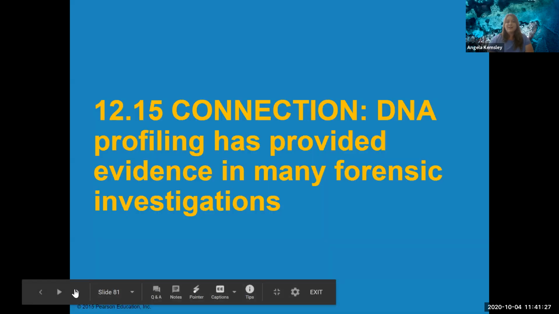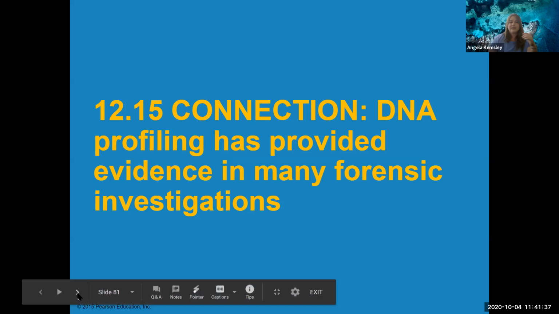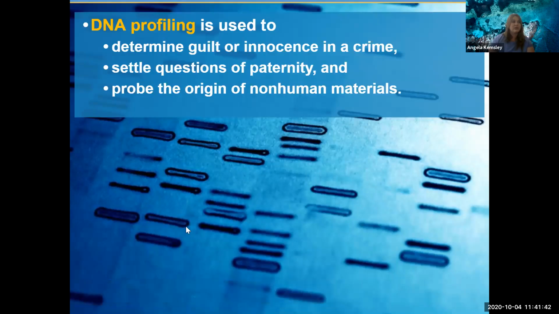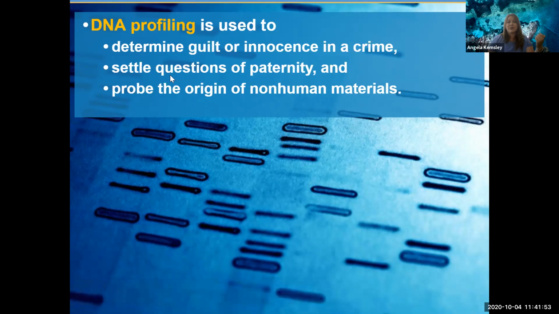So DNA profiling has provided evidence in many forensic investigations. It is commonly used to match suspects to crime scenes currently, but we've also used it retroactively to take a look at old crimes as well. It's been used to clear the name of a lot of people who have been in prison, falsely convicted. So DNA profiling is used to determine guilt or innocence in a crime. It's also used to settle questions of paternity. And it's used to probe the origin of non-human materials.